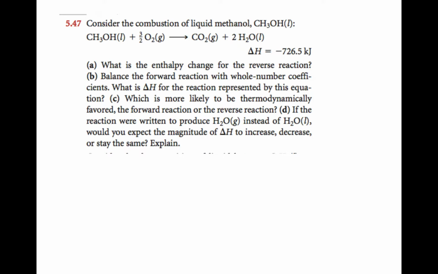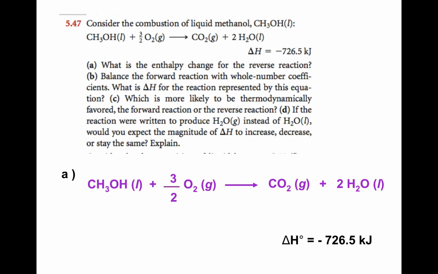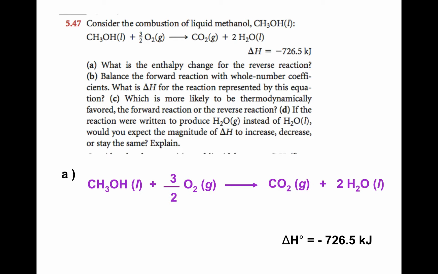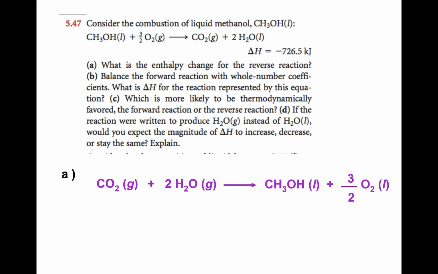All right, with number 47, we're dealing with a thermochemical equation for the combustion of methanol. A, what is the enthalpy change for the reverse reaction? All right, so I'm burning methanol and releasing 726.5 kilojoules in this direction. If I turn the reaction around, so it's exothermic in this direction, it's now endothermic to the same magnitude. So exothermic in one direction, the combustion of methanol. If I'm going to take carbon dioxide and water and react them to form methanol, I'd have to absorb 726.5 kilojoules.